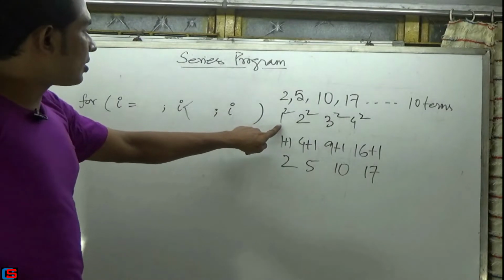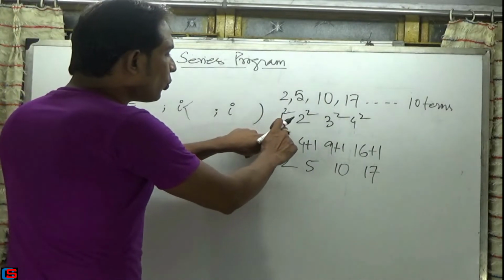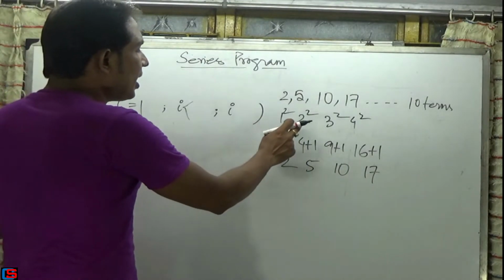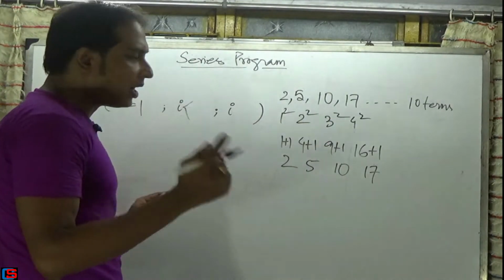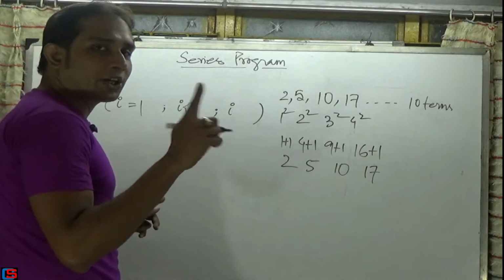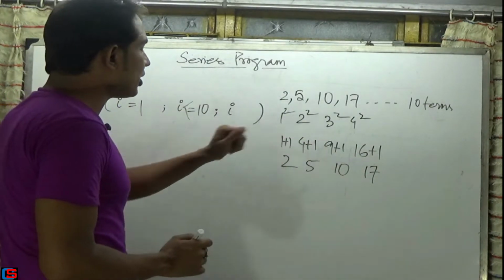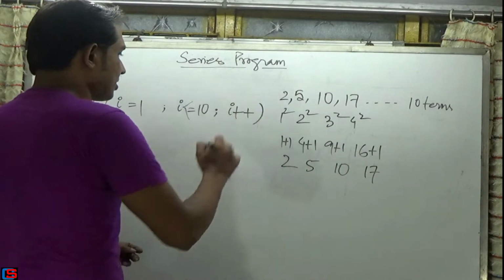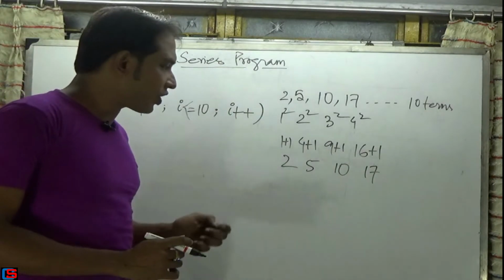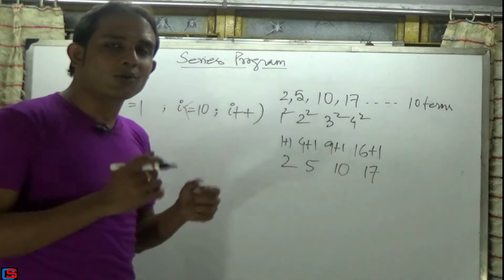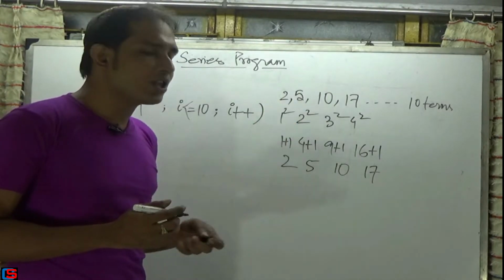So you can see the loop will start from 1. As the value is increased by only 1, and up to 10 terms, the loop will execute up to 10, and as the value increases by 1, it is I plus plus. Within this looping statement, we are going to square the I value, and then add 1 to it, and then the series will generate.